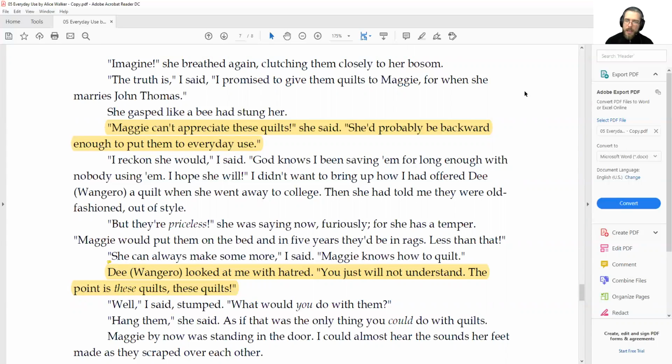Dee then looked at me with hatred. You just will not understand. The point is these quilts, these quilts. She wants them because they were made by her grandmother. She wants them because Maggie wants them, and she can't let her sister have anything. And she wants them because, well, they're a connection to her heritage, but not the heritage that she always wanted, a fake one, but a real one that she can show off. She doesn't care about that actual connection. She just cares about using them to show off.